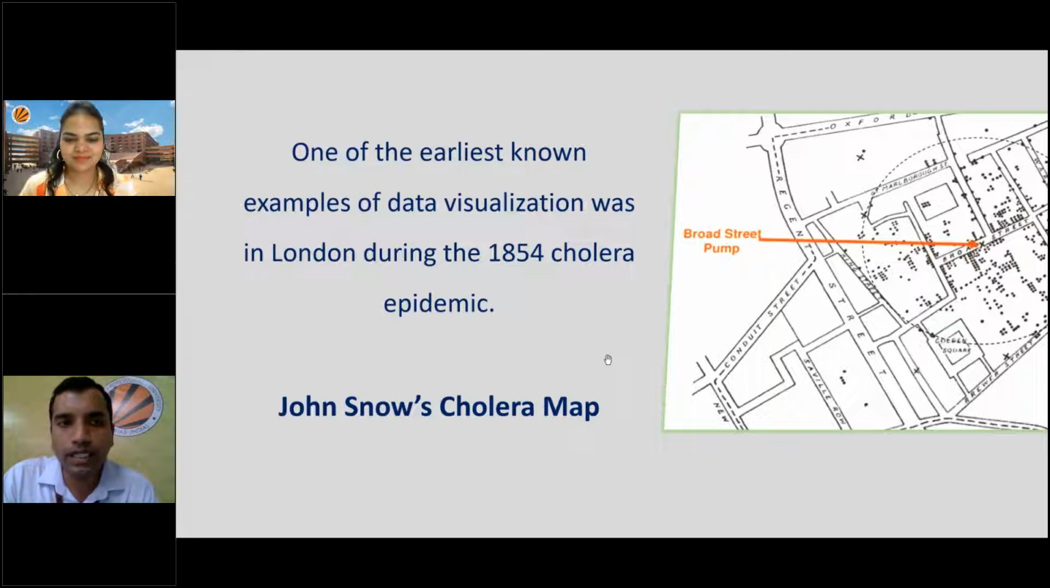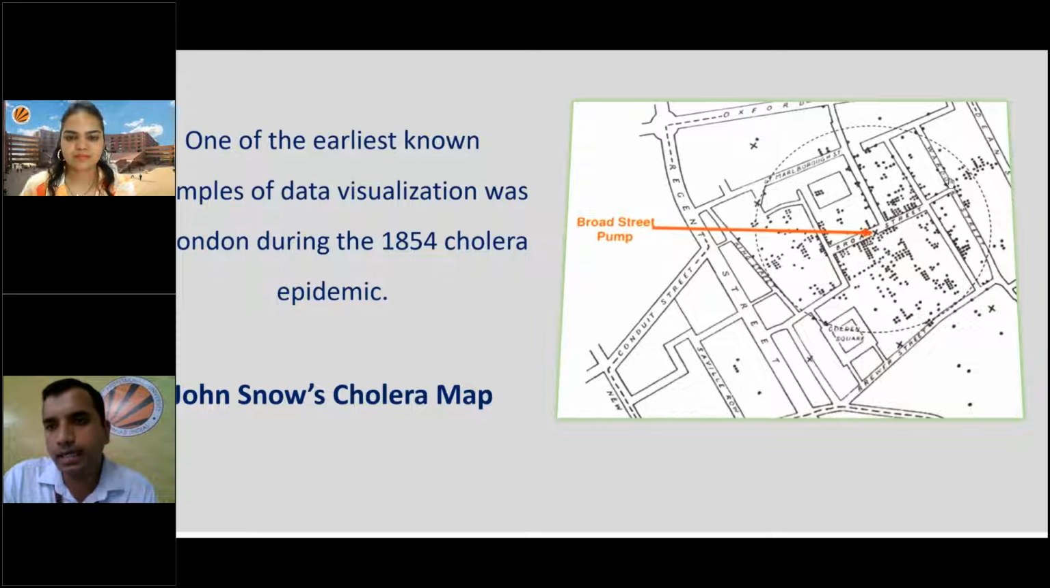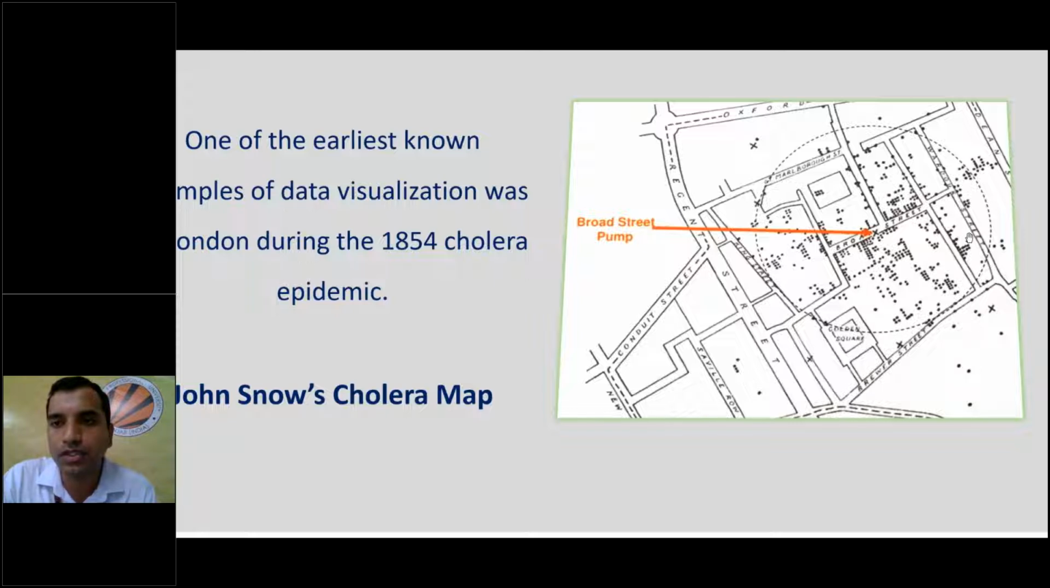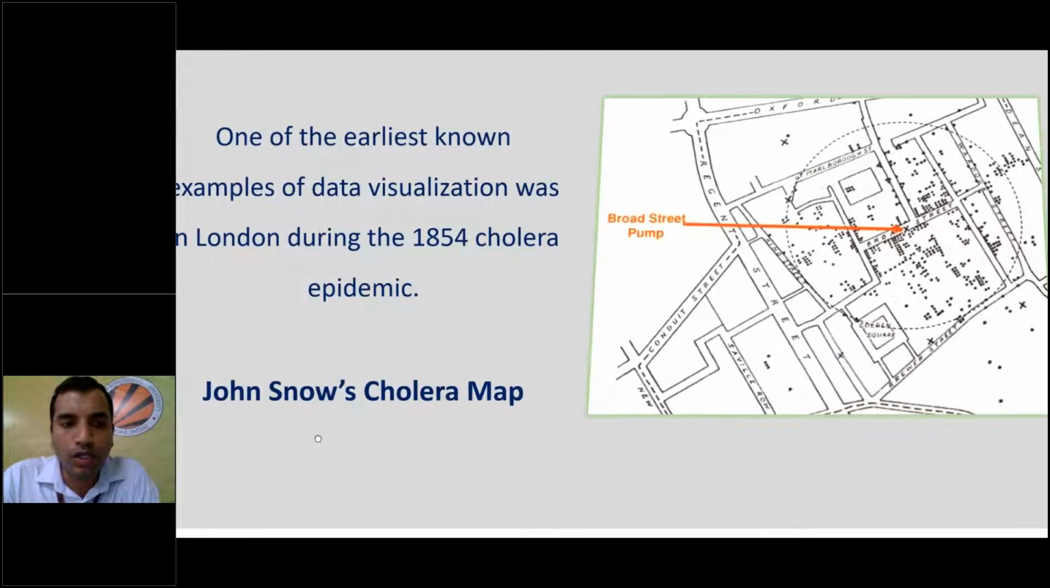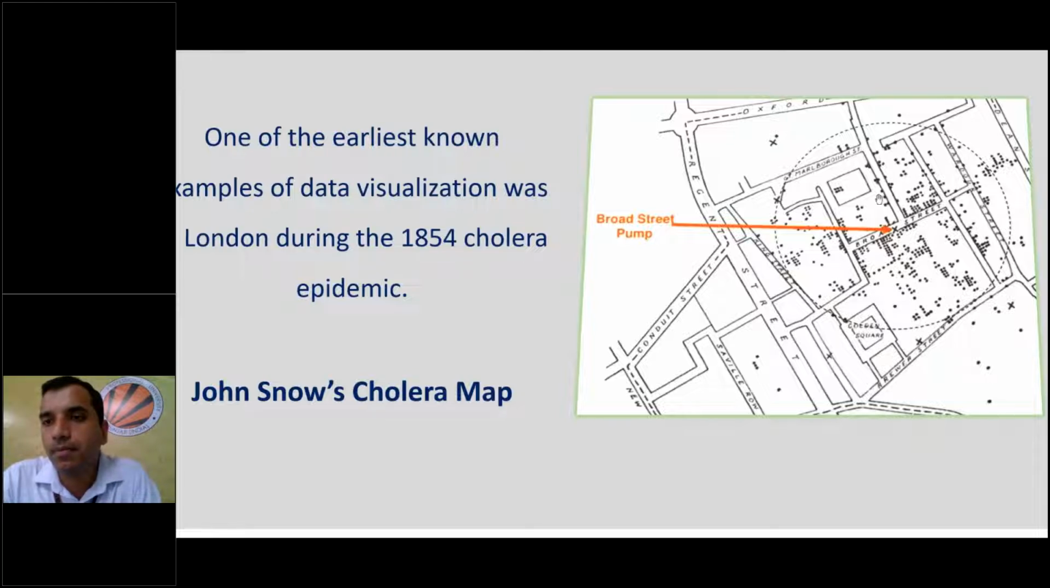So one of the earliest known examples of data visualization was in London during the 1854 cholera epidemic. There was an epidemic approximately 200 years back, and scientists and doctors were worried about the reason behind this cholera epidemic, in which a lot of people died. Dr. John Snow placed points where people became ill or died. He found that on the city map there was a Broad Street pump, and near it the majority of people had died.